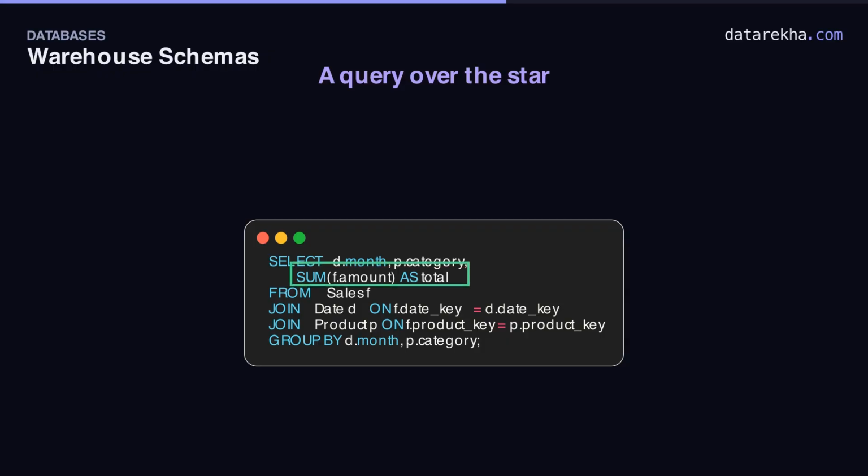Notice the shape. The number we add, amount, comes from the fact table in the middle. The words we group by, category, month, come from the dimensions around the edge. That's the star pattern in one query. Aggregate the facts, sliced by the dimensions.